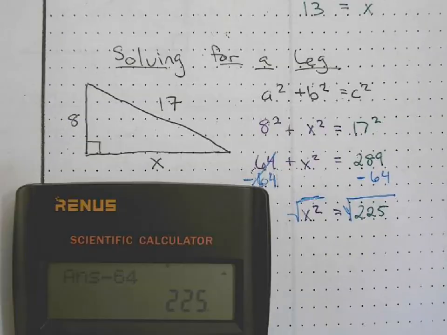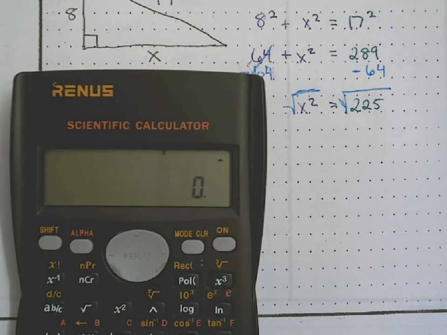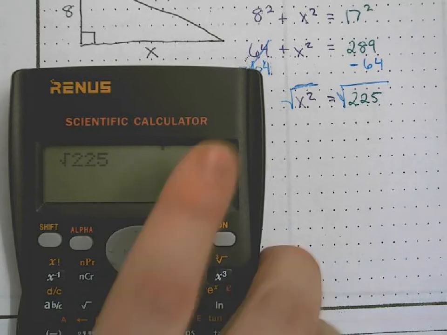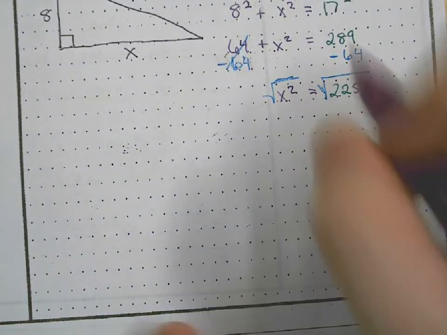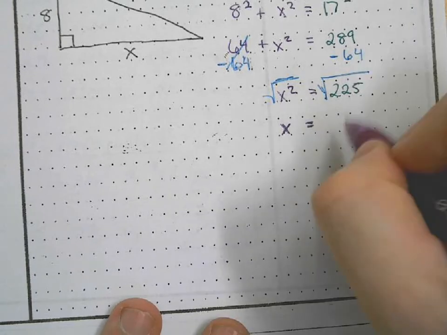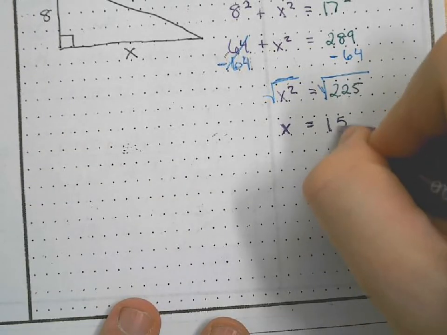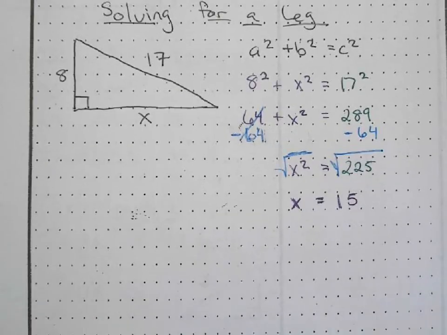Let's see if it's a perfect square, so I can type it in my calculator. So I'm going to do the square root of 225. That's a perfect one, so we're going to get 15. They're not always going to be perfect. In fact, most of the time we'll have to simplify the square roots. But these two examples are perfect, so we'll have x equals 15. And that's how we solve for a leg.